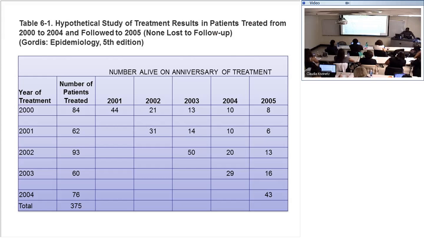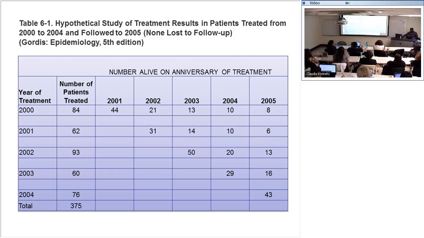So this is a hypothetical example. This is not actual data. It is a hypothetical study of treatment results in patients treated from 2000 to 2004, and then we follow them to 2005. We are assuming that nobody was lost to follow-up. I'm sure at this stage we know what lost to follow-up is. So nobody went missing. At least everybody was followed; we had information about everyone.